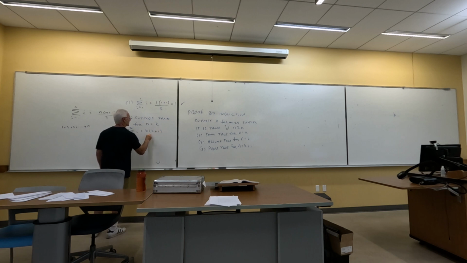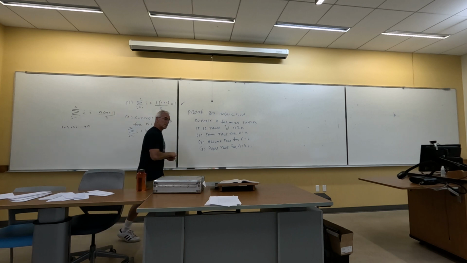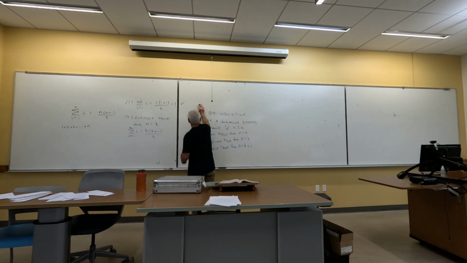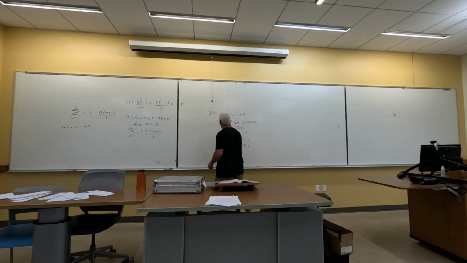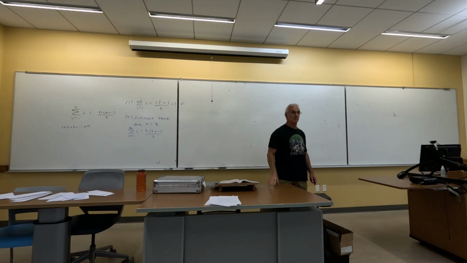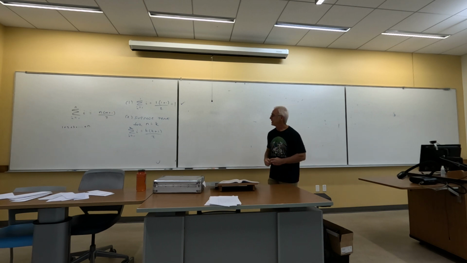K times k plus 1 over 2. I'm going to assume that this statement is absolutely true. It may be true, it may not be true. If it's not true, I will not be able to show that this leads to k plus 1 being true. If it's not true, I can't prove it's true. That's impossible.